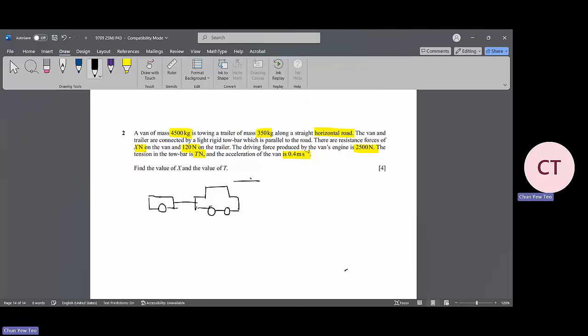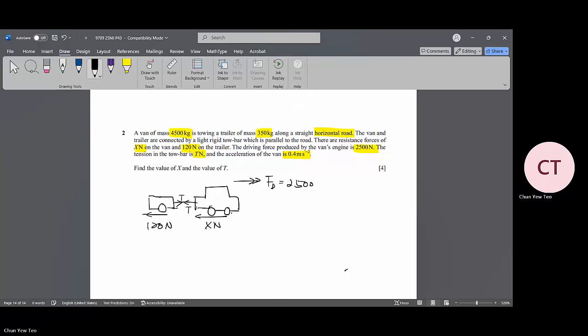Okay, so the engine of the van produces a driving force of 2,500 Newton. The resistance force for the trailer is 120 Newton. The resistance force of the van is X Newton. Then this is the D, this is the D.